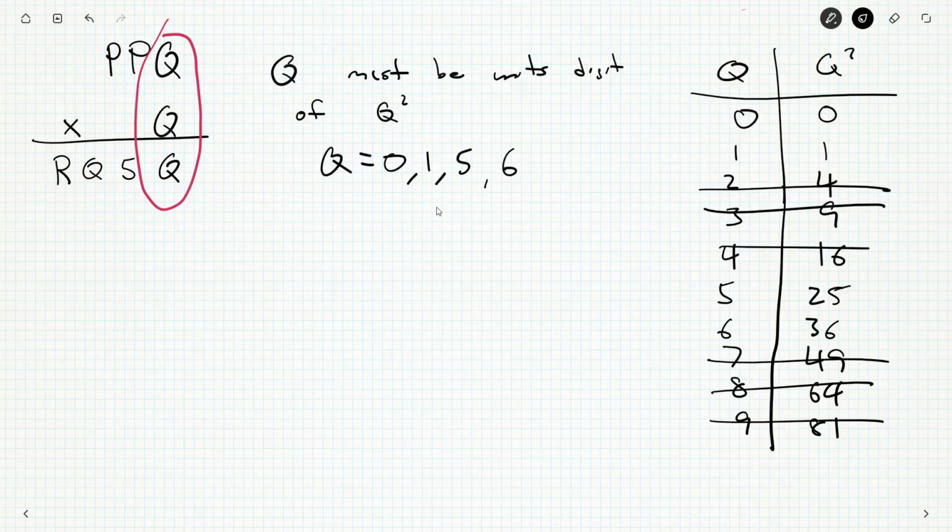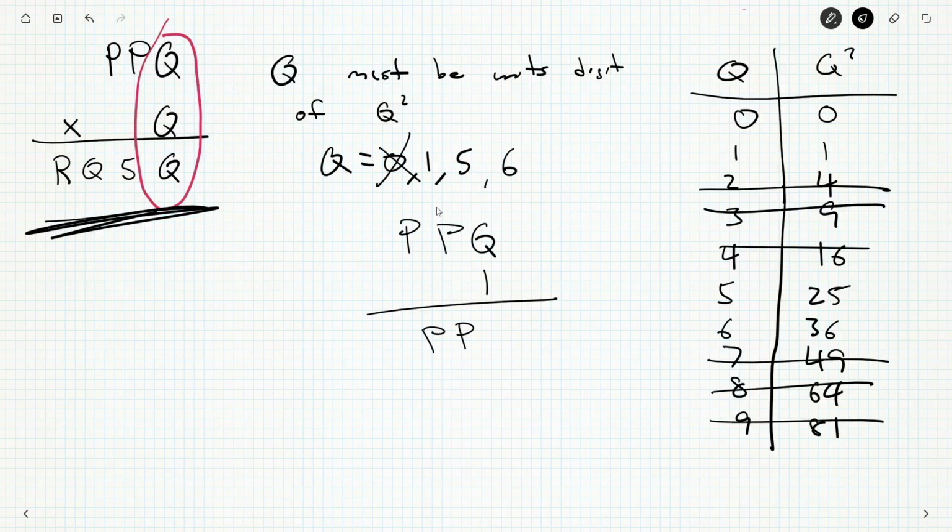Now, it can't be 0, because otherwise this expression at the bottom would be 0. So that's out. And it can't be 1, because if it were 1, we'd just have PPQ again. But we go from a 3-digit number to a 4-digit number, so it's definitely not 1. So Q is either 5 or 6.